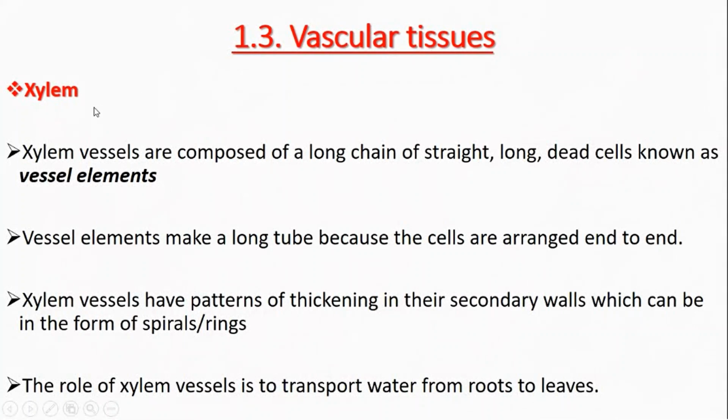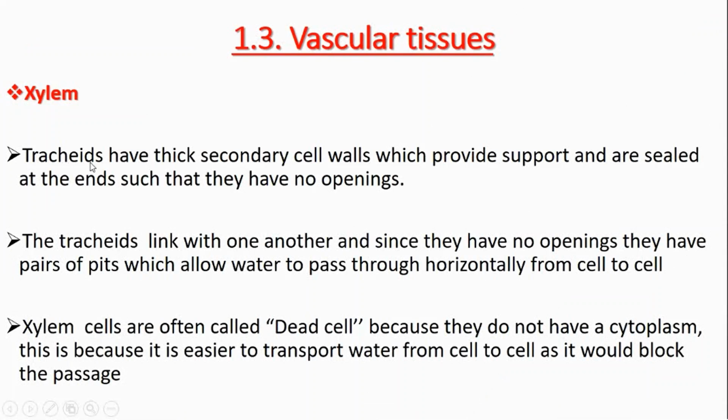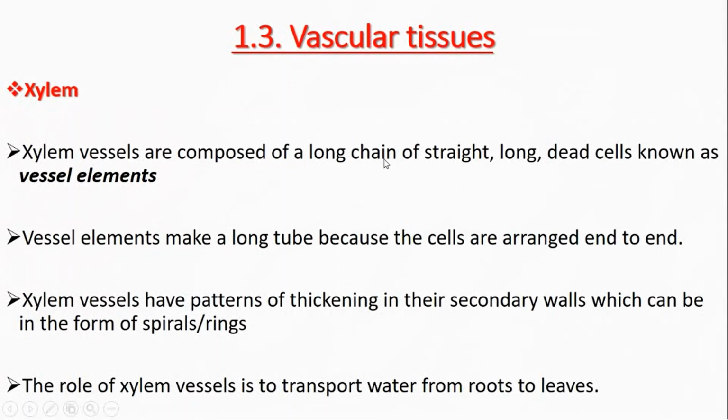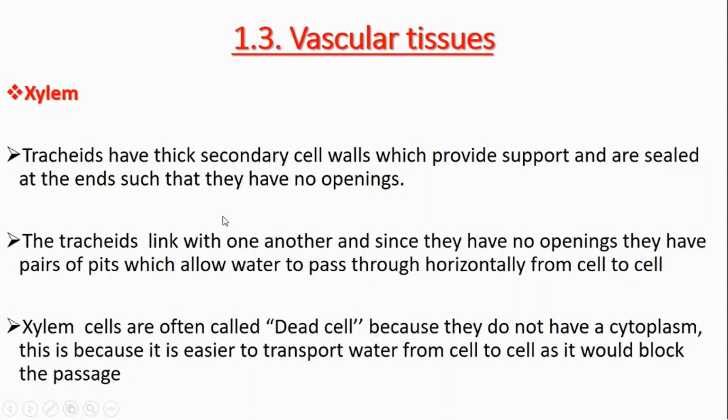Let us summarize the xylem. The xylem is made up of xylem vessels and the xylem tracheids. The xylem vessels do have openings and they are arranged end to end. They transport water, and the xylem tracheids also transport water, but they have no openings, such that they need to have pairs of pits that will allow the water to pass through. They are both known as dead cells because they do not have cytoplasm. The xylem itself transports water from the roots all the way up to the stems and the leaves.